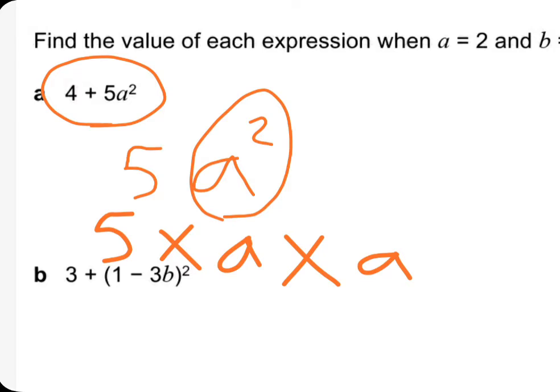And you have to do this one first, and then multiply it by 5, and then add it to the 4. These are the steps of finding the values of these expressions. First, you do the square, and then multiply it by 5, and then add it to 4. Now let's do it together.